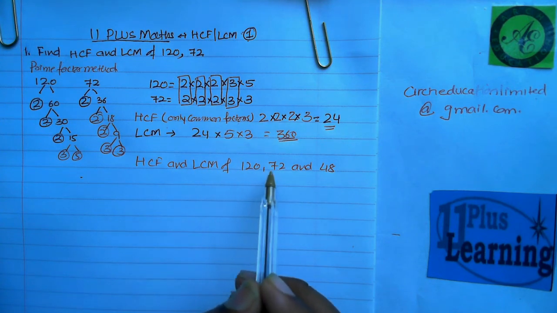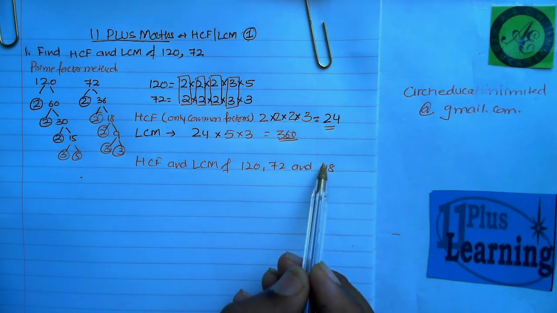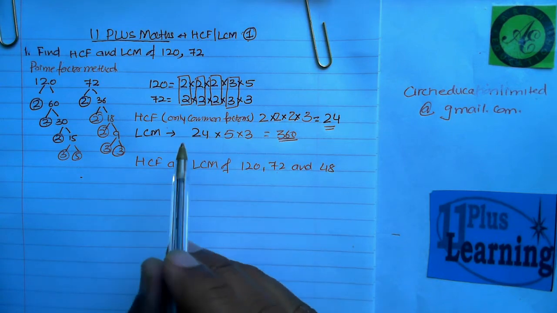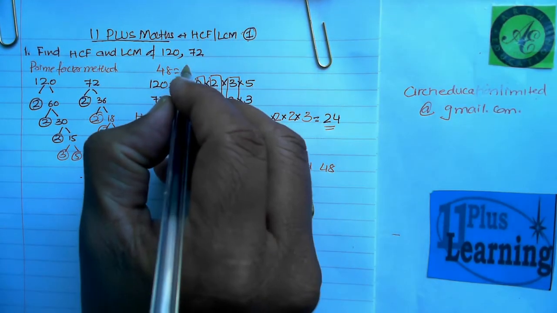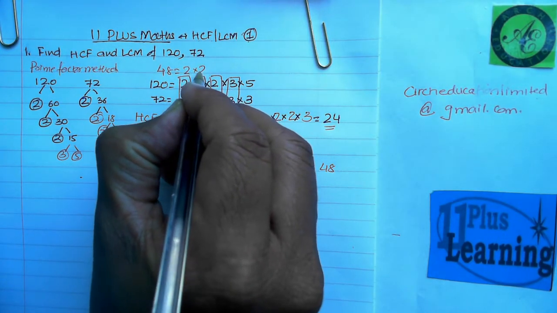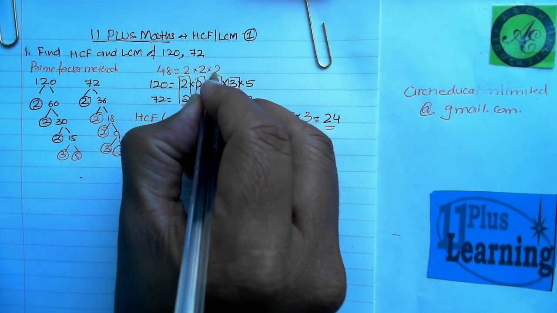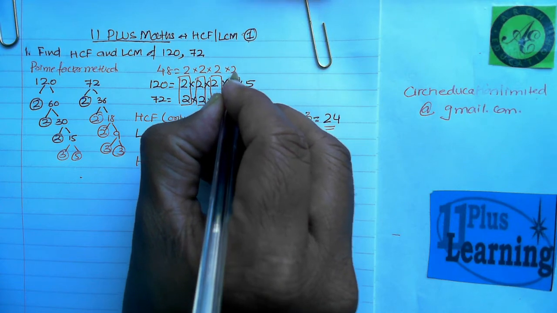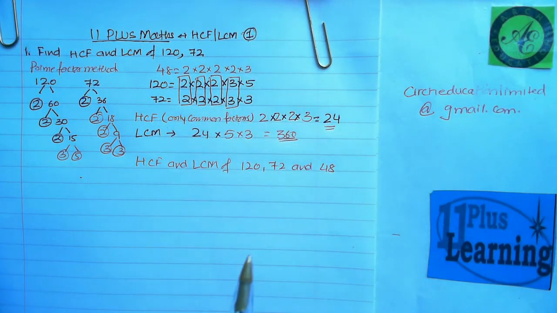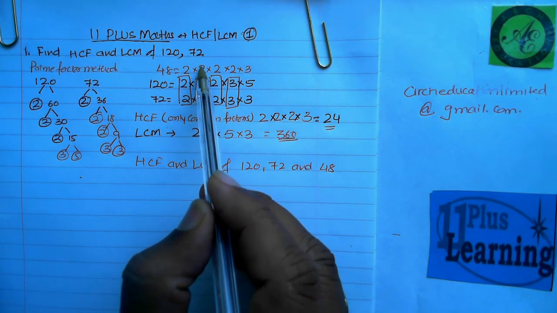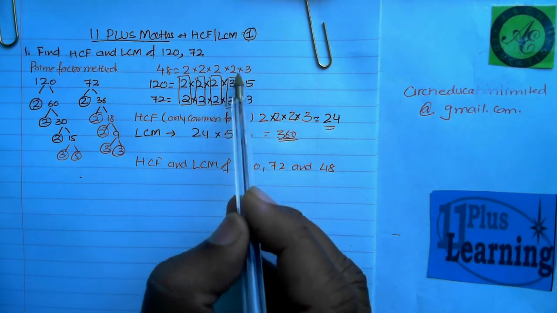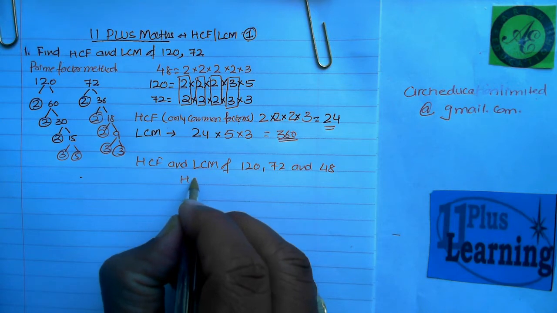If I use the same method, I will write 48 as a product of its prime factors, which is a 2, then another 2, then another 2, then another 2, and then 3. Then the common factors in all the 3 will be a 2, a 2, a 2 and a 3, so the HCF will still be 24. But now I'm going to teach you the method which I said we will.